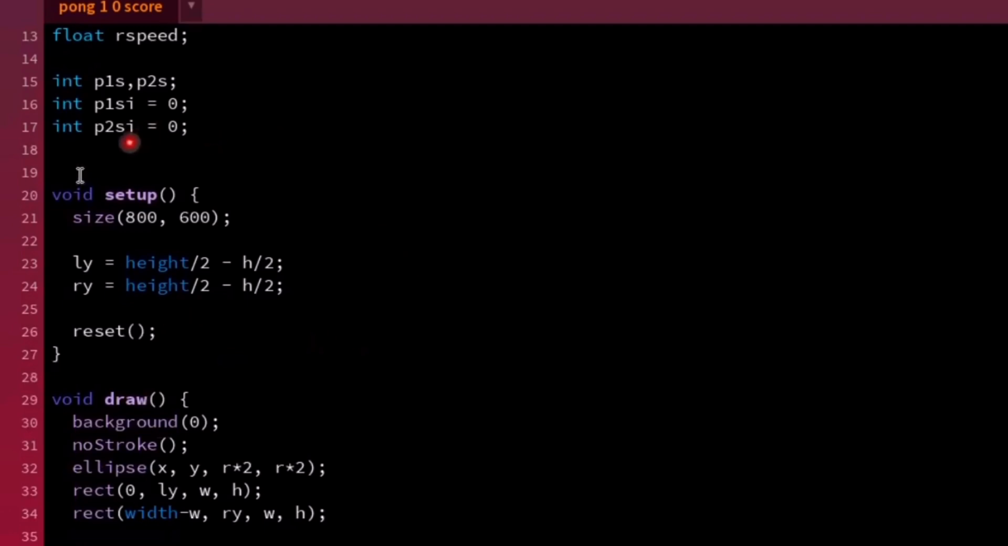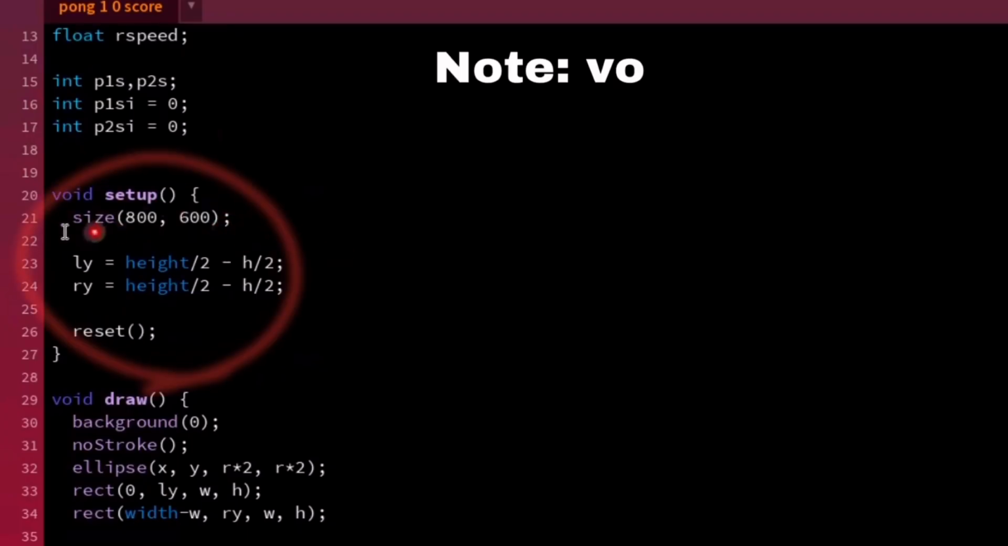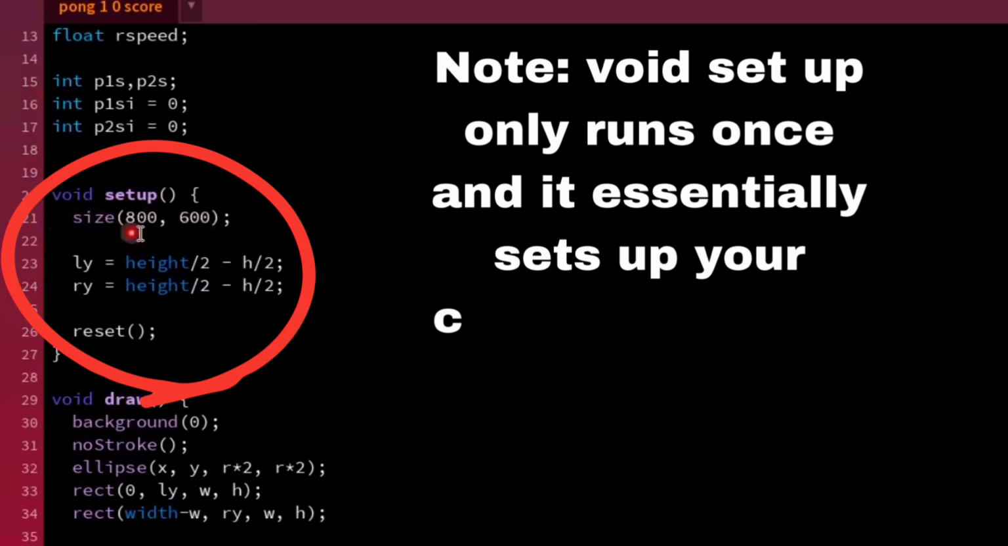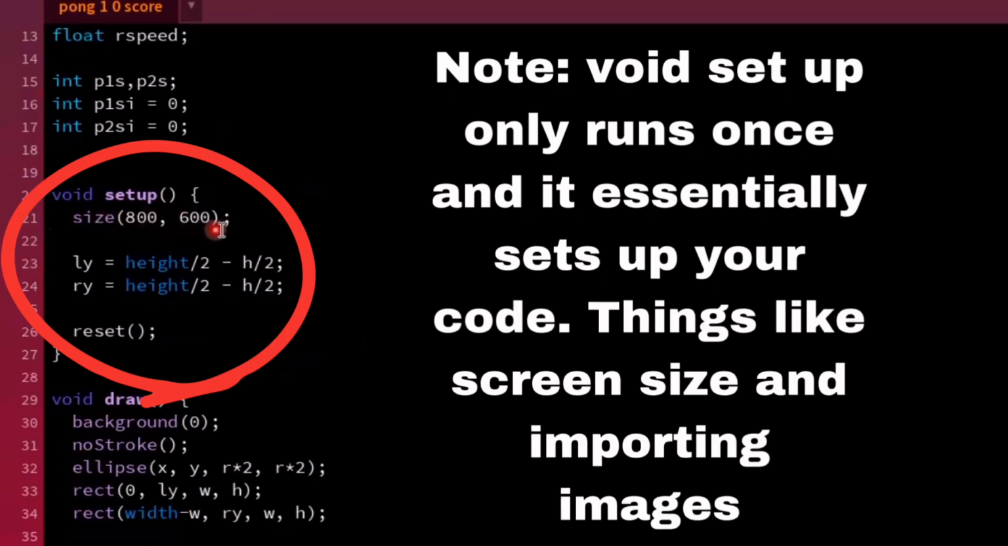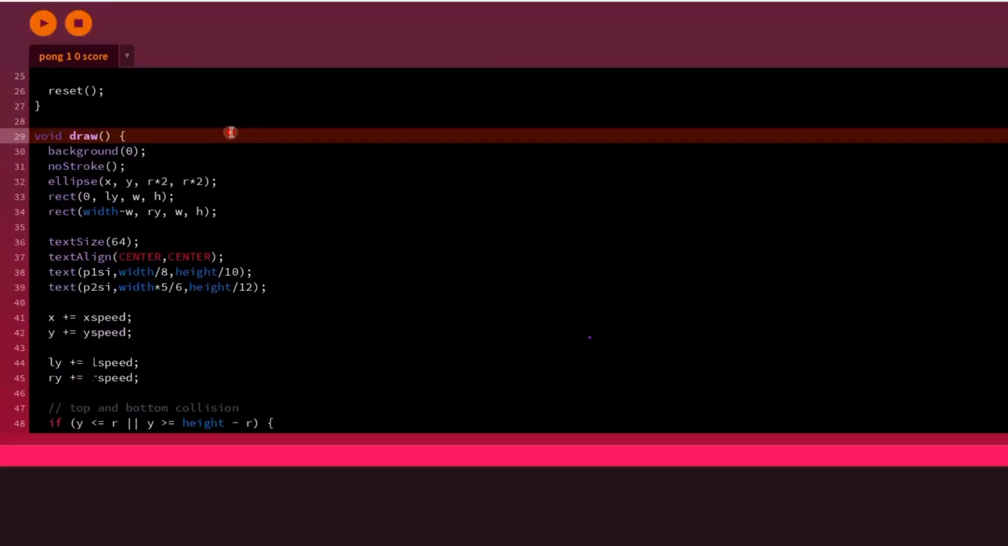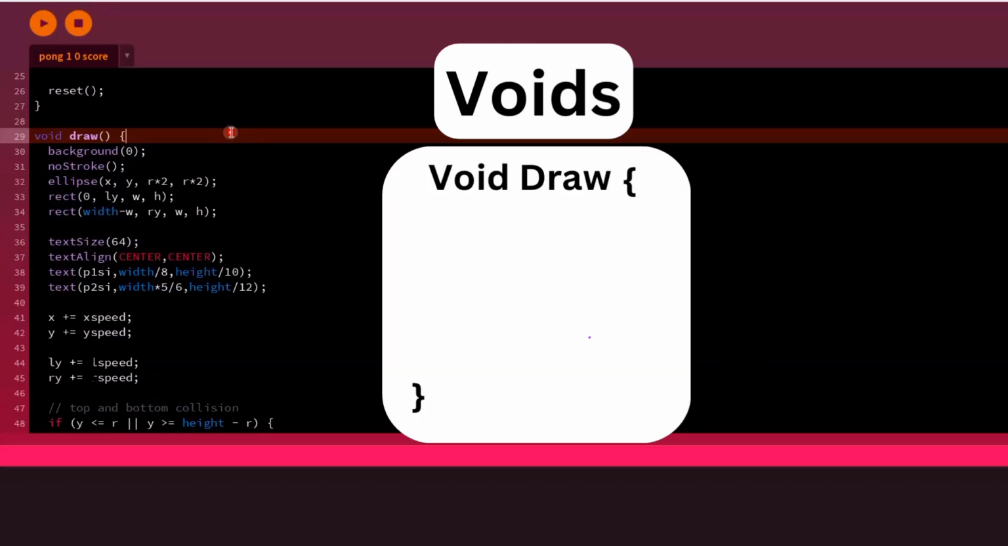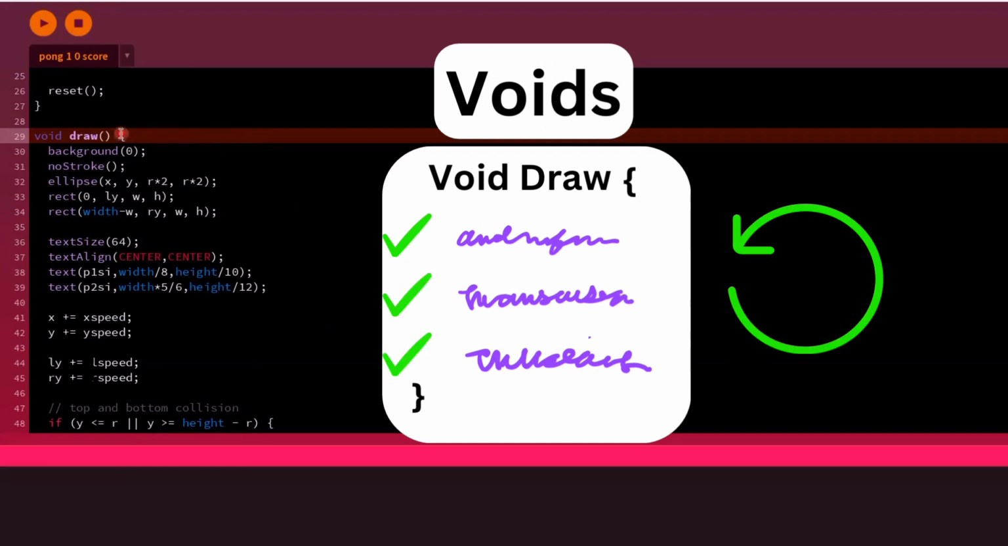And then the void setup is pretty much just setting up the graphics of the screen. So this is the size, like how many pixels by how many pixels my screen is going to be. Here we come to void draw. And so voids are pretty much loops that keep executing over and over, and they're contained within these brackets.